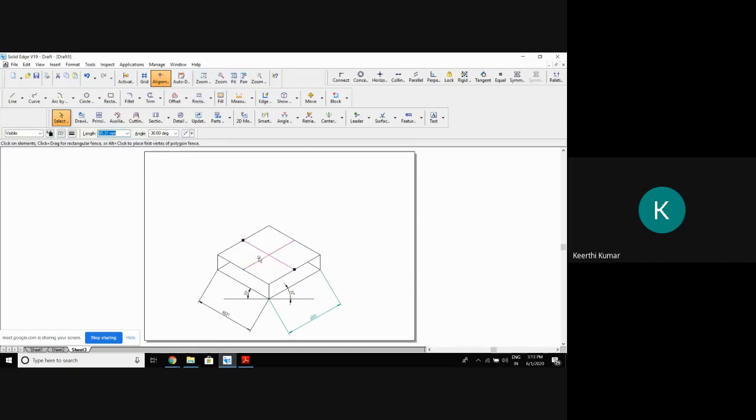Find out the center. See, these two I have drawn. This method I have adopted for all the problems. So top surface, make it clear, then find out the center. For all the problems, I'll follow this procedure. Done.